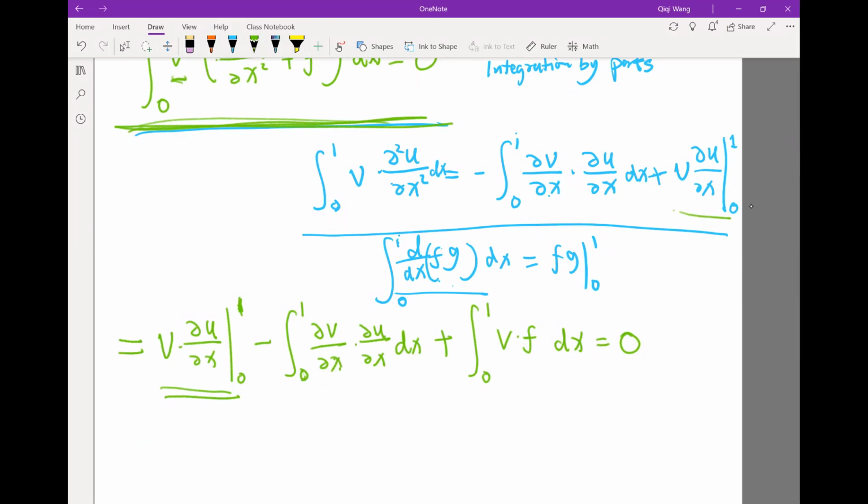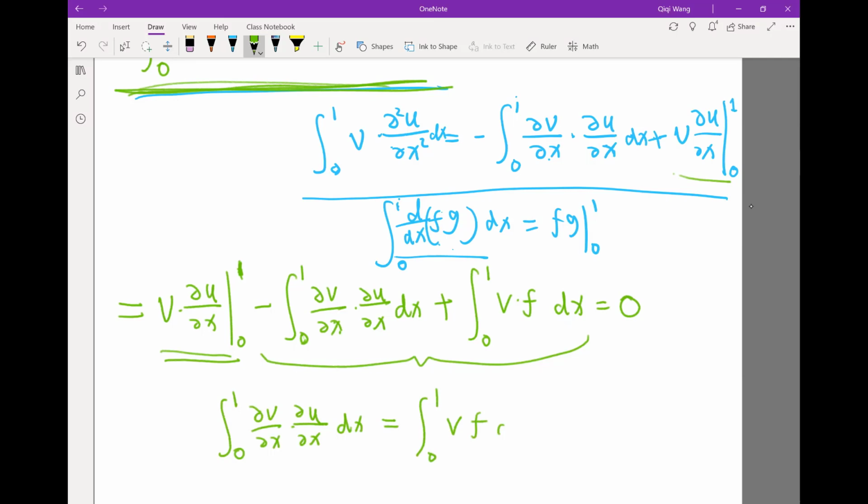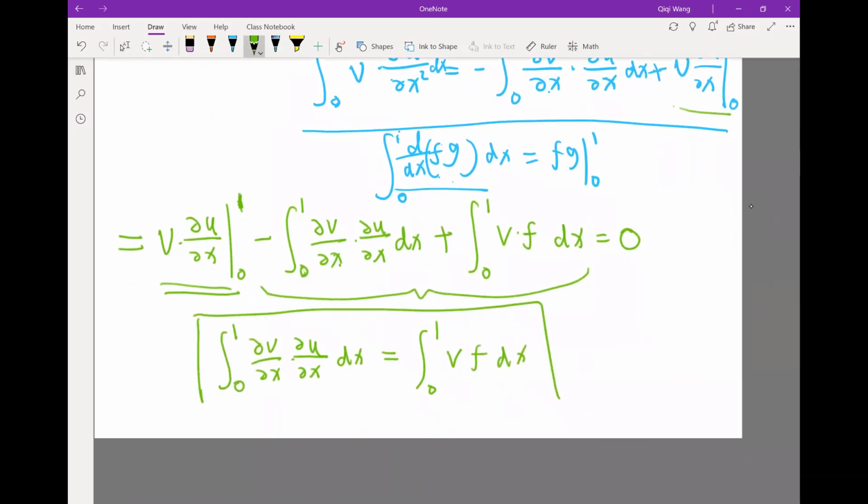Okay, so it basically simplifies to this equal to 0, which means integration from 0 to 1 of dv dx times du dx is equal to integration from 0 to 1 of vf dx. So this is what we now call the weak form of the differential equation.